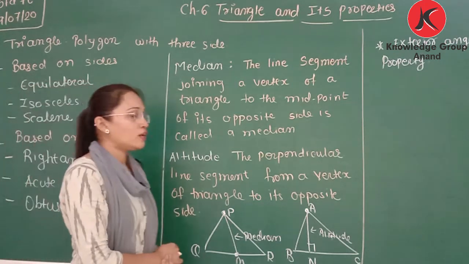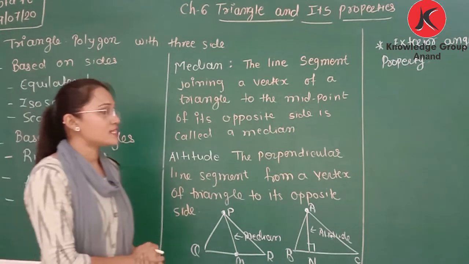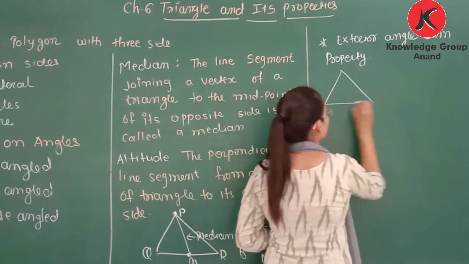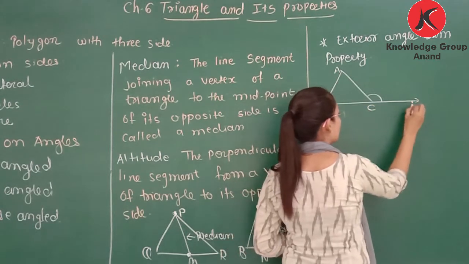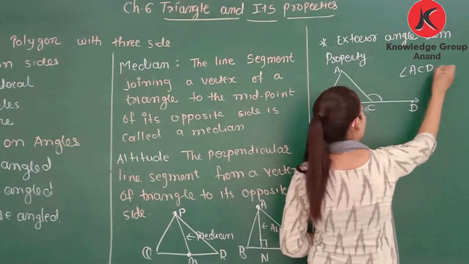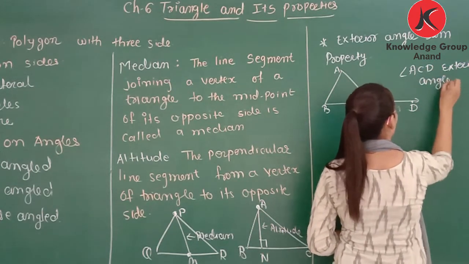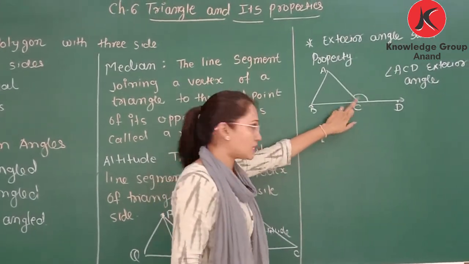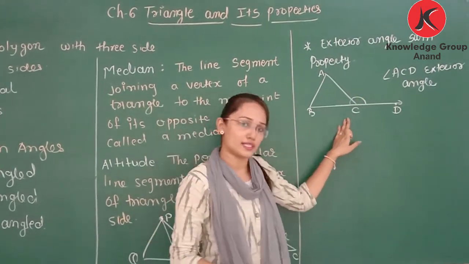Then we learn exterior angle sum property. Now what is exterior angle sum property? If we draw a triangle and give it the names ABC, and this is B. So here ACD is the exterior angle. Here angle C is an interior angle and it makes a linear pair with this angle. It is also called adjacent angle.